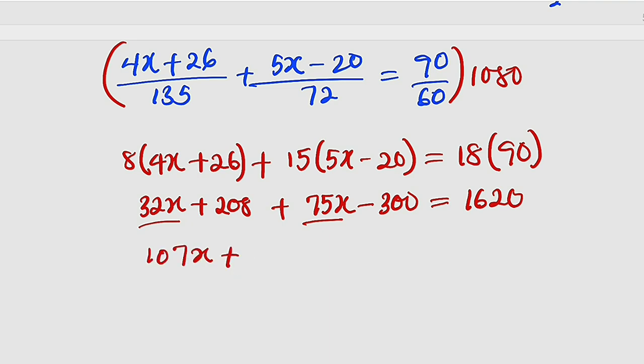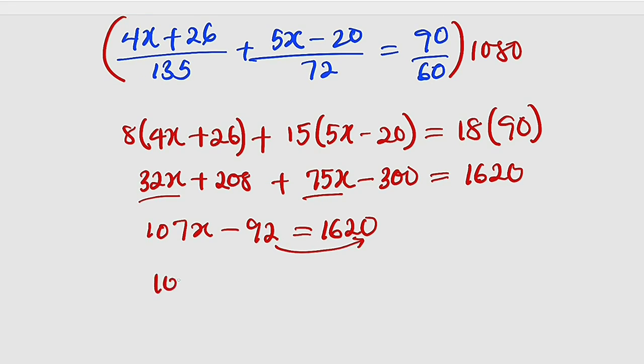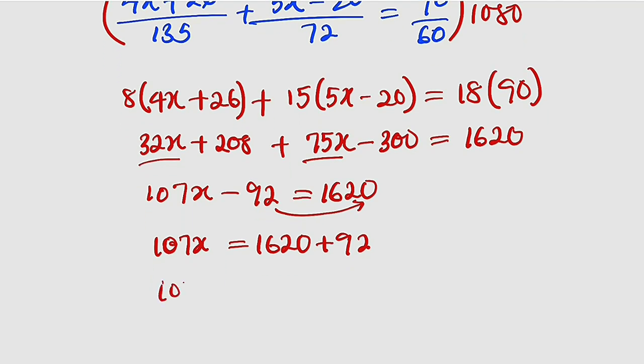Then we have the constants. Let's see, 208 minus 300, that will give us negative 92. And this is equal to 1620. Let's take this one to the other side. We have 107x to the left. This is equal to 1620. As it crosses over, it becomes positive 92. So we have 107x equals 1620 plus 92.